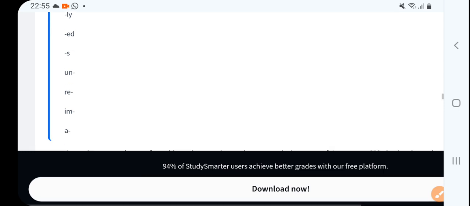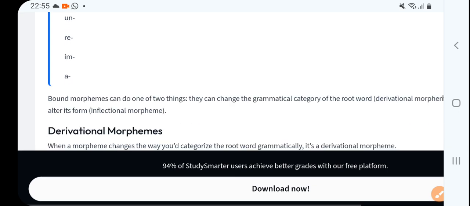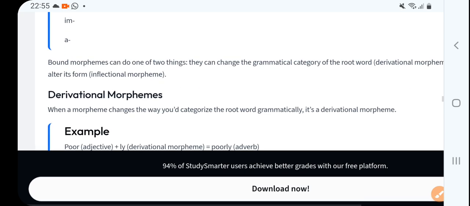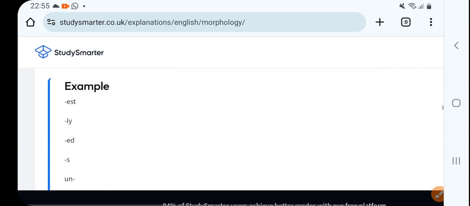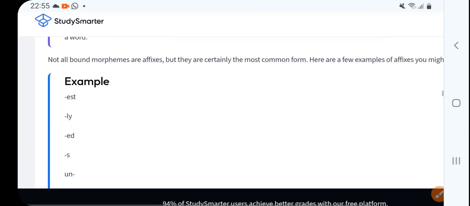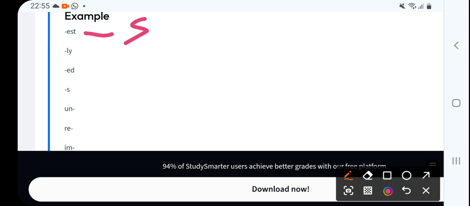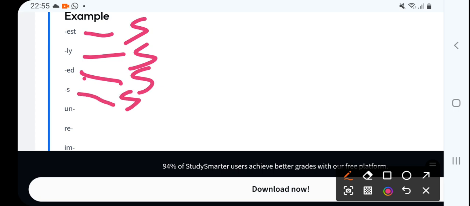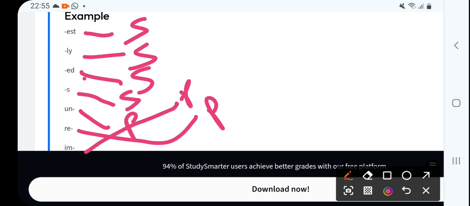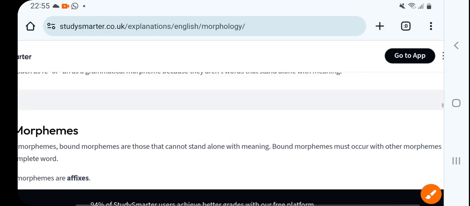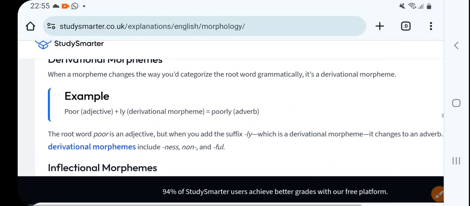Then ly, ed, s, un, re, im, right? These are the affixes, some of which are suffixes and some are prefixes. This is a suffix, this is a suffix, this can be a prefix, this is a prefix. Okay, these are the affixes.